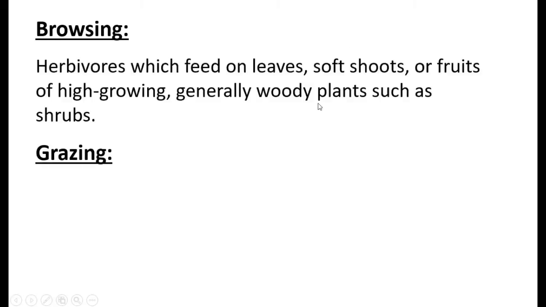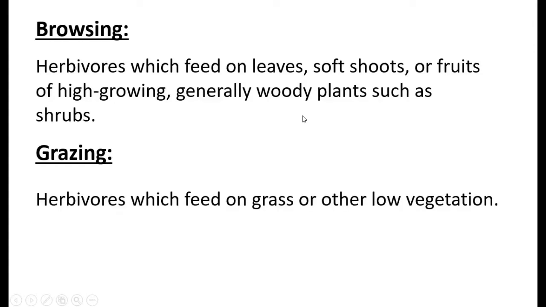Along with these 4 recaps, you also need to know the difference between browsing and grazing. So browsing is when herbivores will mostly feed on leaves, soft shoots, fruits, etc. Whereas grazing is when herbivores feed mostly on grass. Now that we've done the recaps and the difference between browsing and grazing, we're going to try and put all these elements together and really understand why the family of horses evolved in such a way.